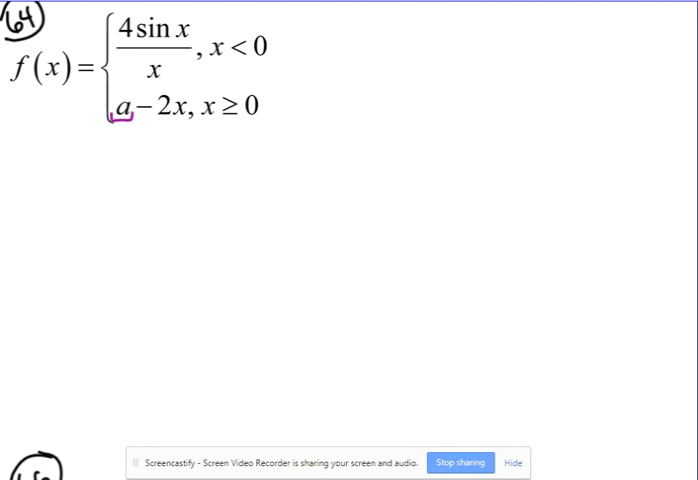So let's think about this for a second. This function changes at 0. To the left of 0, it looks like this function, 4 sine of x over x. To the right of 0, it looks like a minus 2x. Well, we've got to figure out how we can make those pieces match. So we need to know the y value of this first piece at 0, so I can figure out what the y value of the second piece needs to be.